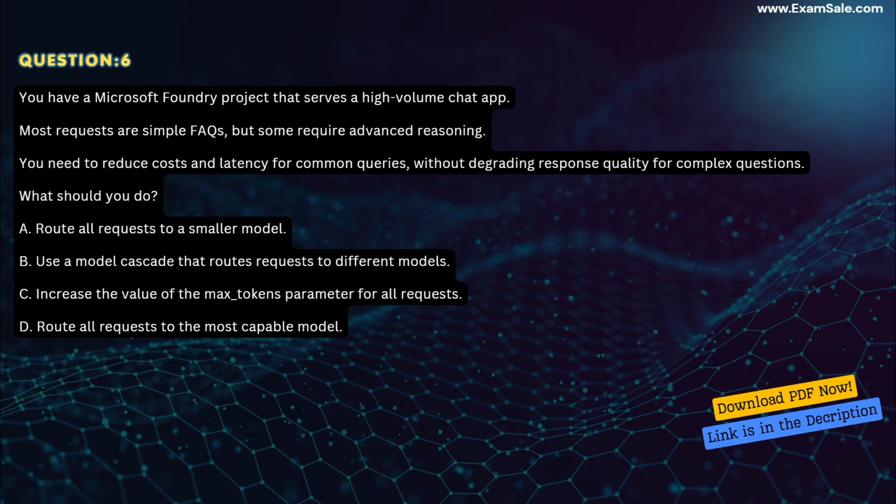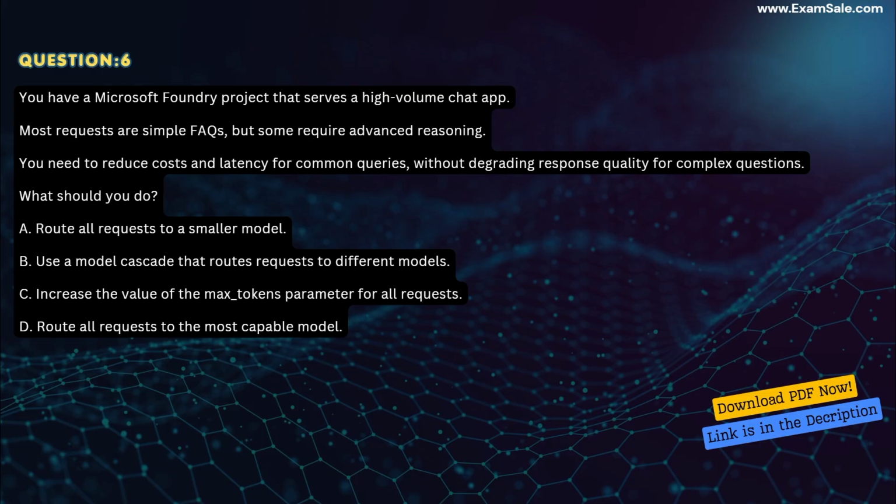Question 6. You have a Microsoft Foundry project that serves a high-volume chat app. Most requests are simple FAQs, but some require advanced reasoning. You need to reduce costs and latency for common queries, without degrading response quality for complex questions. What should you do? A. Route all requests to a smaller model.